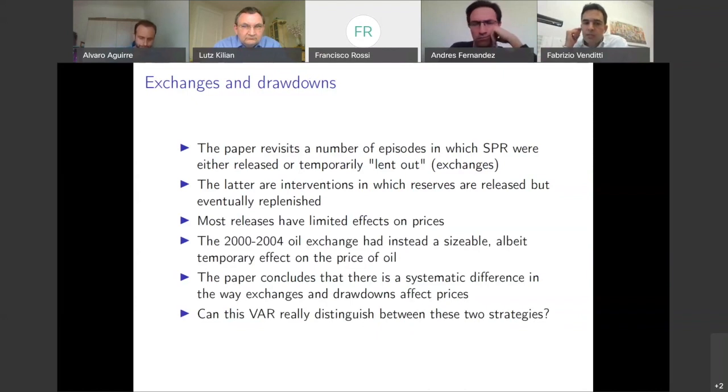The results in the paper are that most releases have a limited effect on prices, while the 2000-2004 oil exchange had a sizable, although temporary, effect on the price of oil. And the conclusion is that there is a systematic difference in the way exchanges and drawdowns affect prices.